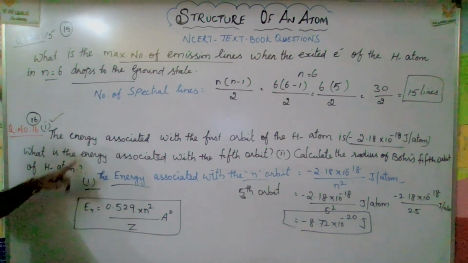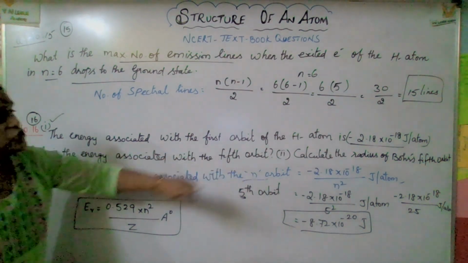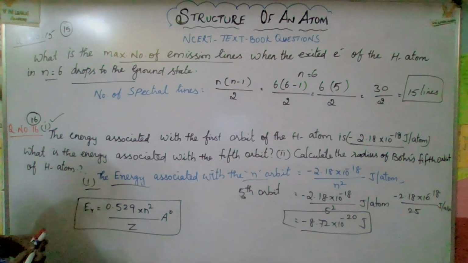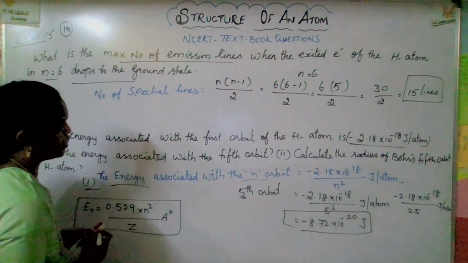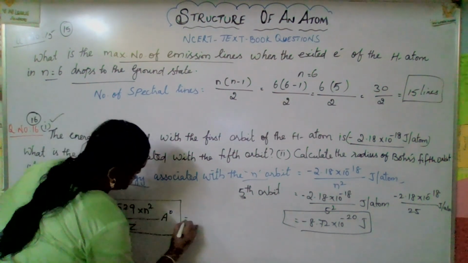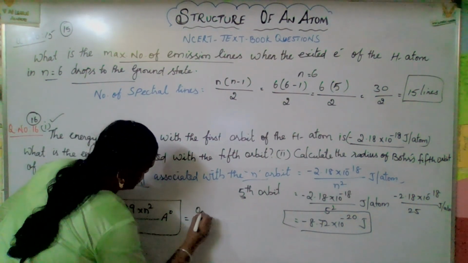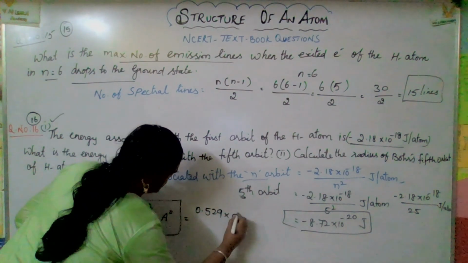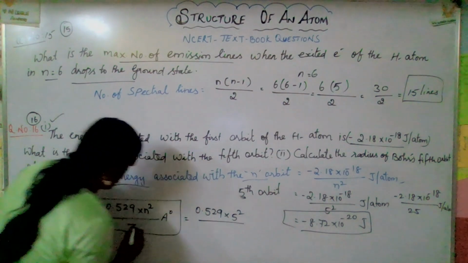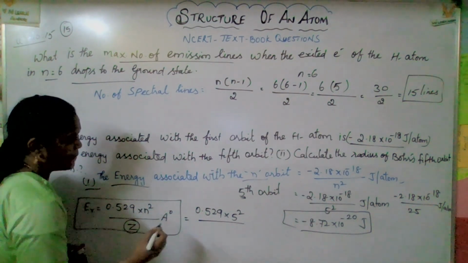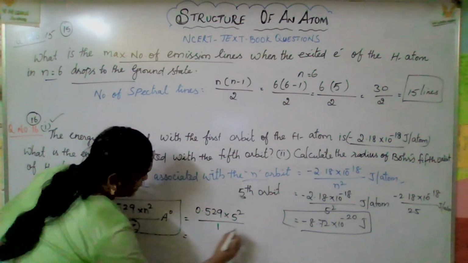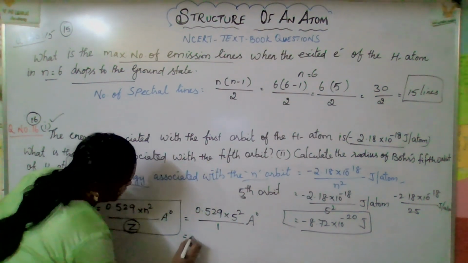So this is it: calculate the radius of Bohr's fifth orbit of hydrogen atom. So here n squared they mentioned, no? So what is n squared here? Fifth orbit, no? So that means 0.529 into n squared, that is 5 squared, divided by atomic number. Z is the atomic number. So hydrogen atomic number is 1. So that means you will get it here. This is Angstrom, right?